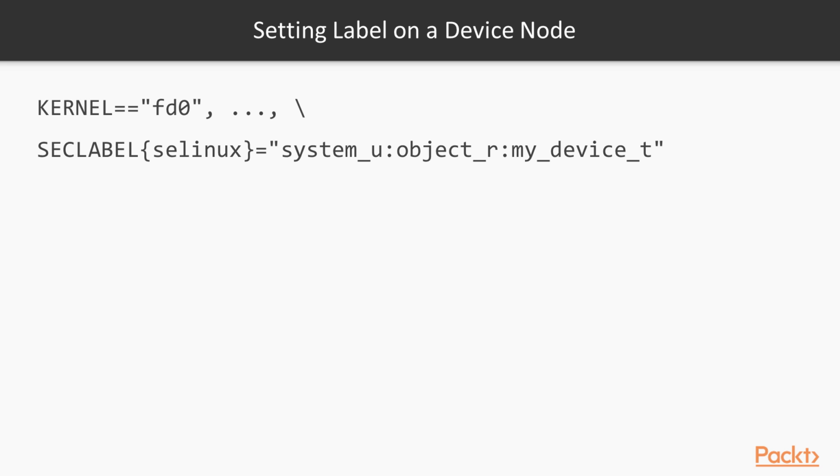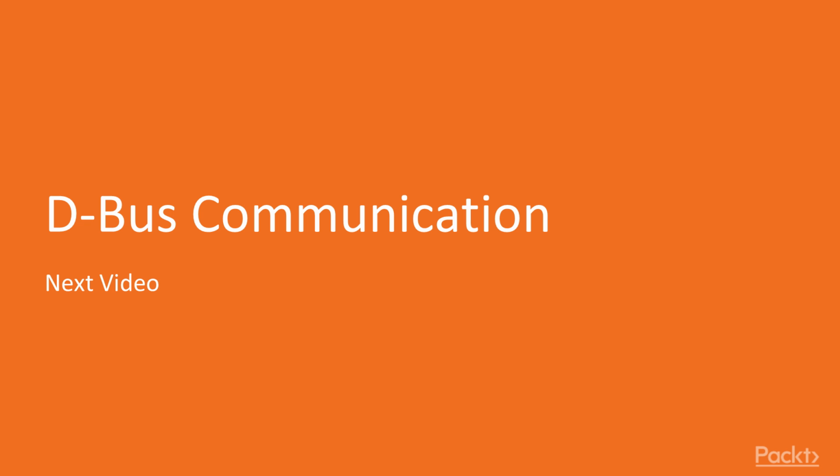In this video we saw how to handle device files by using the udev rules and setting an SELinux label on a device node. In the next video we'll dive into the D-Bus communication.